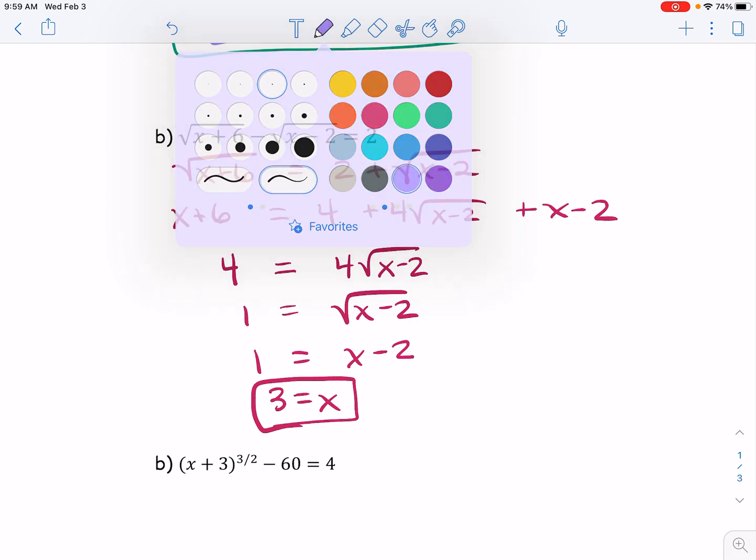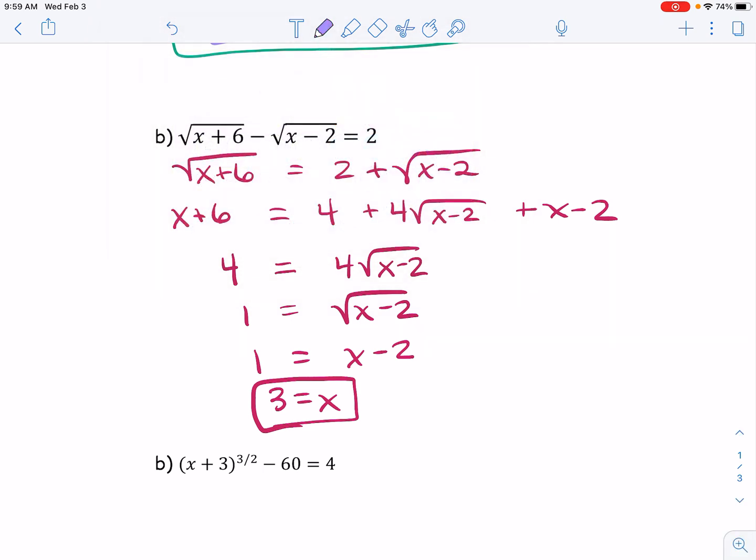So if I plug in 3, 3 plus 6 is 9. The square root of 9 is 3 minus, 3 minus 2 is 1. The square root of 1 is 1. 3 minus 1 does equal 2. So yes, it is a solution.